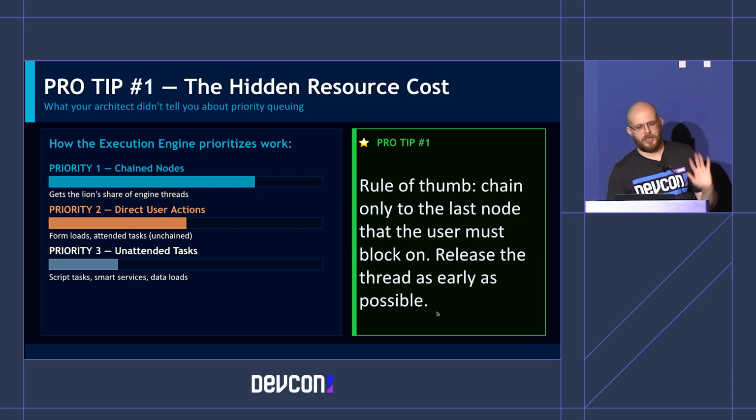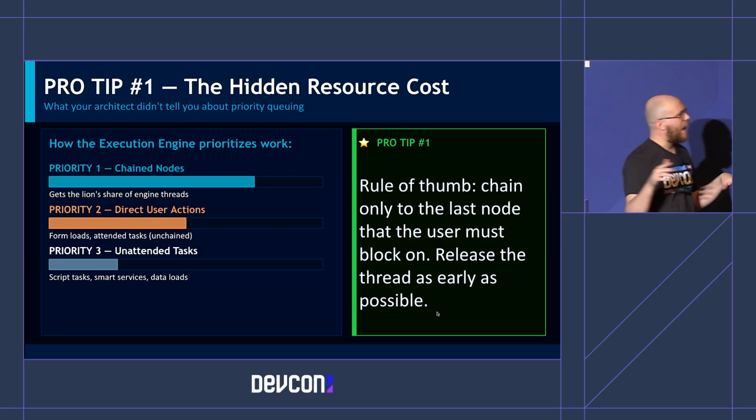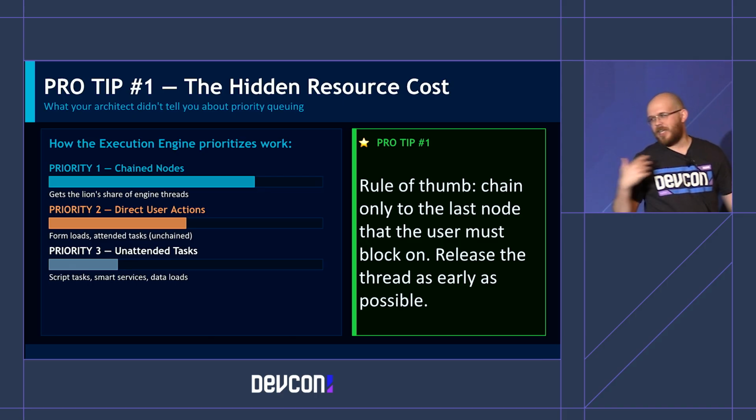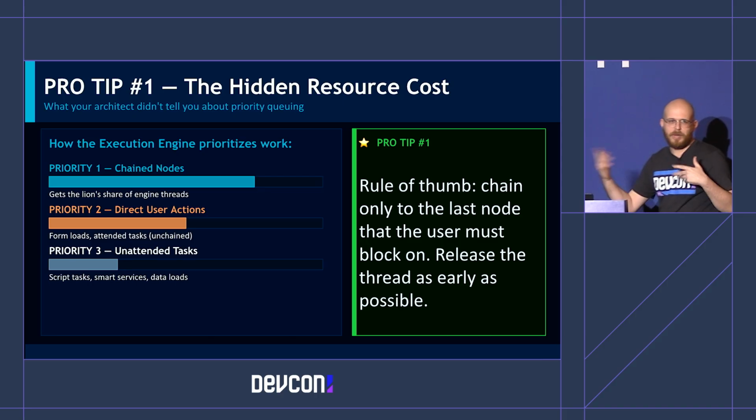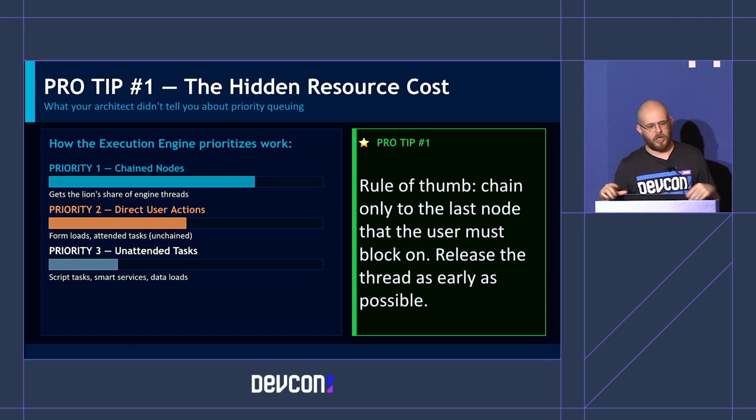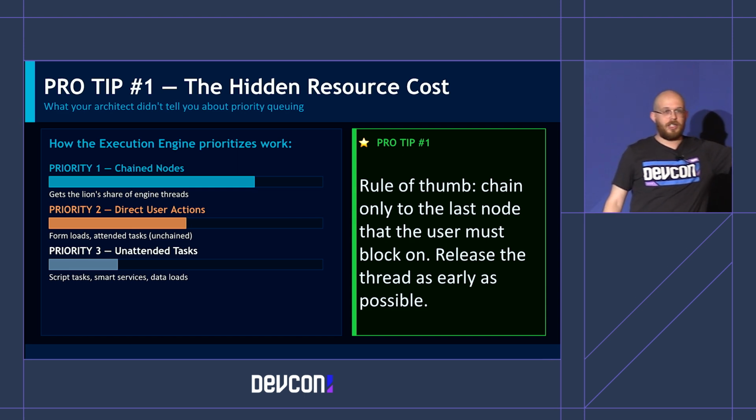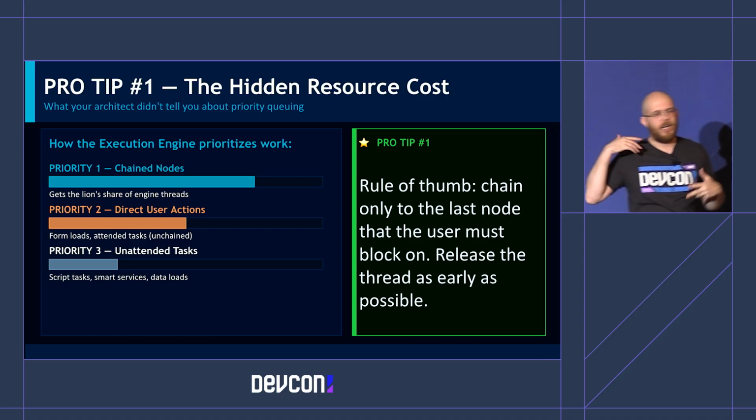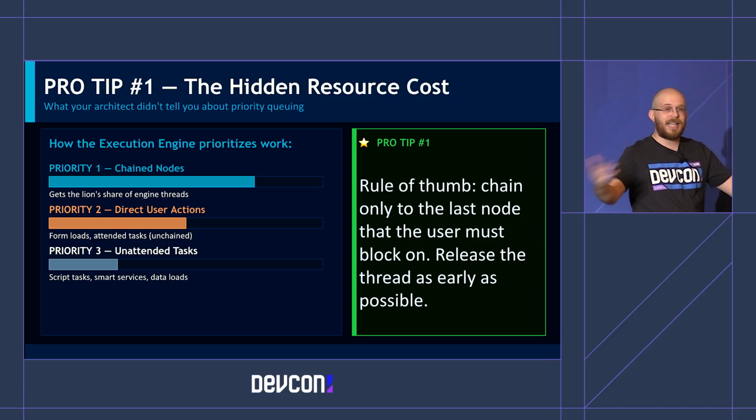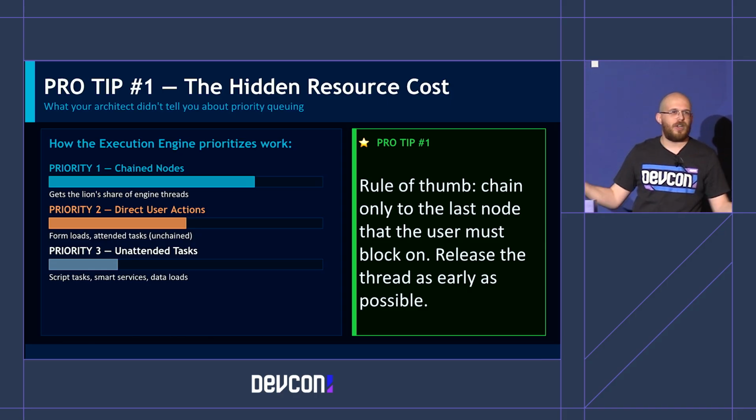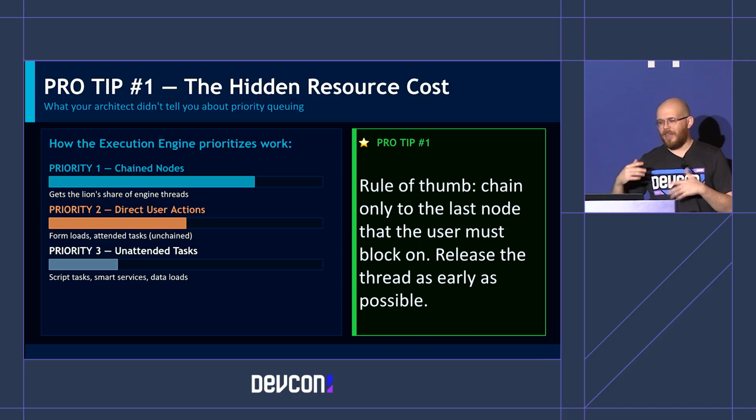So the hidden resource cost. We talked a little bit earlier about the priority queue or the execution engine. It's nicely split into three main parts. The chain nodes, which get the lion's share of the engine threads, so it's the number one thing. Number two, which is the direct user actions. Think about it like your user forms, attended tasks, which might be unchained. And number three is your script tasks, your smart services, anything else that's left that can be done in the background.